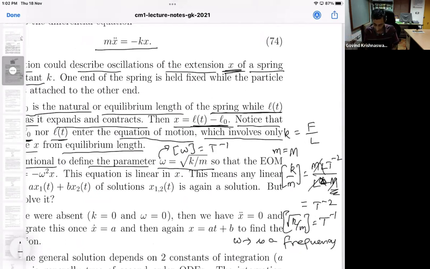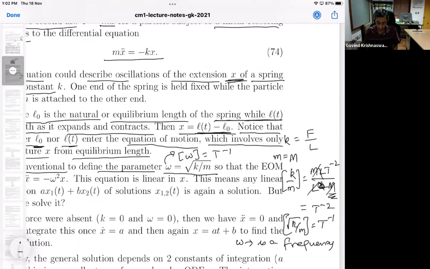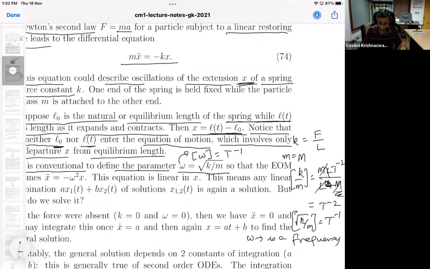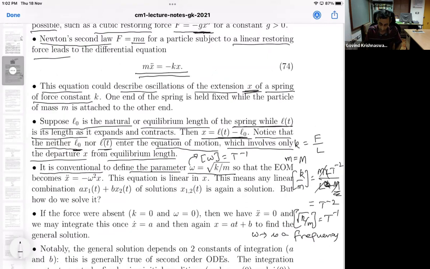Okay. Now the equation of motion that began as m x double dot is equal to minus kx, we have now rewritten as x double dot is equal to minus k over m x, which is then minus omega squared x. Okay, because that's how we defined omega. So the equation of motion now becomes x double dot is equal to minus omega squared x.